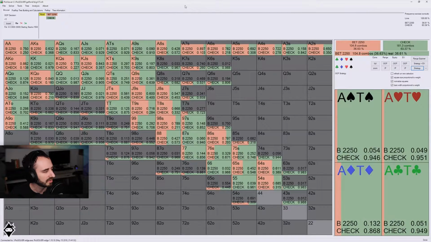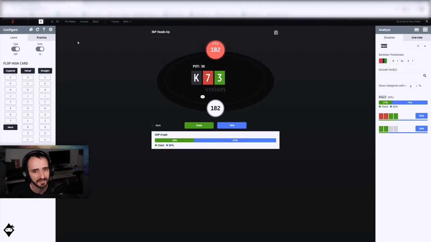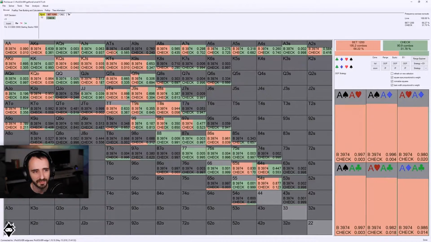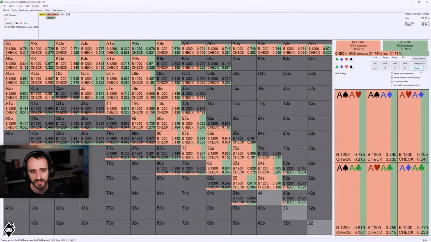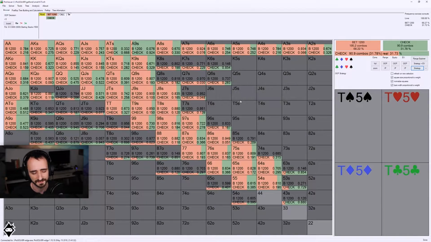I want to go back, and in PLO-Vision, I made a King 7-3 rainbow board. This is as close as you can get to King 8-4, and I saw that the betting frequency is 67%. So I ran a Hold'em sim, which also has roughly 67% betting frequency, so we can take a look at the structure of the solution here.